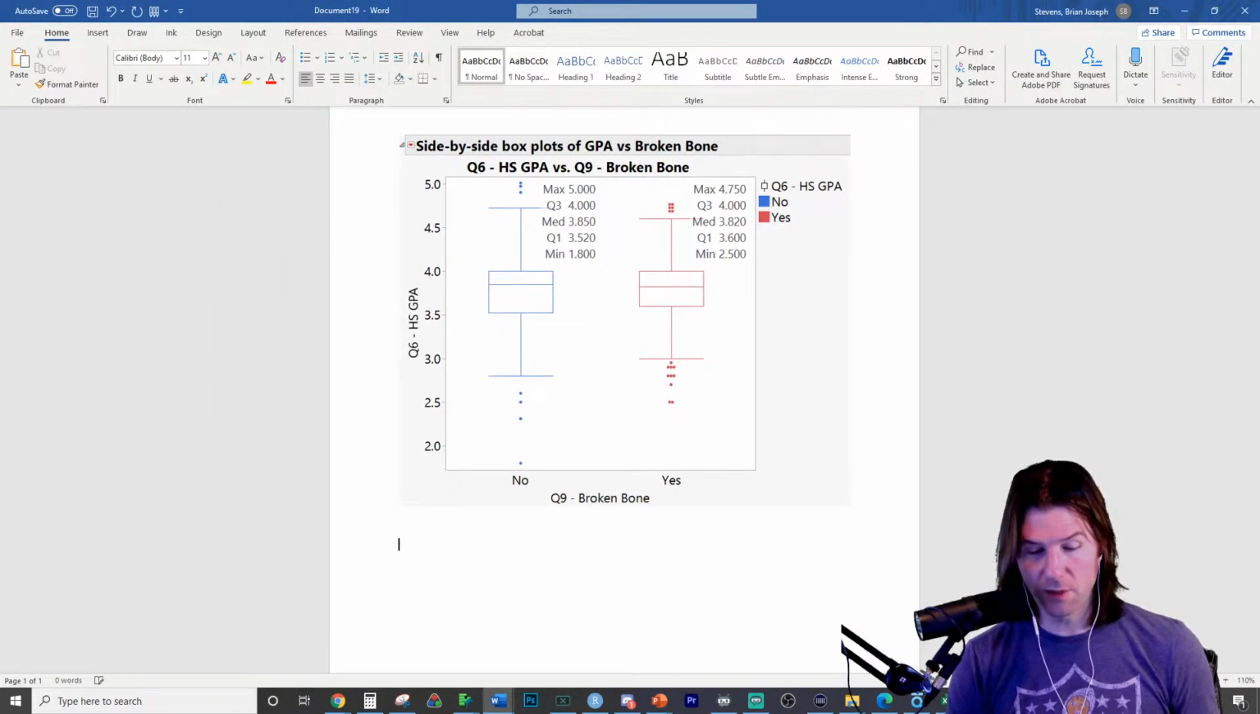And here's Brian's advice for interpreting this graphic. One, let's talk about center. Let's talk about spread.